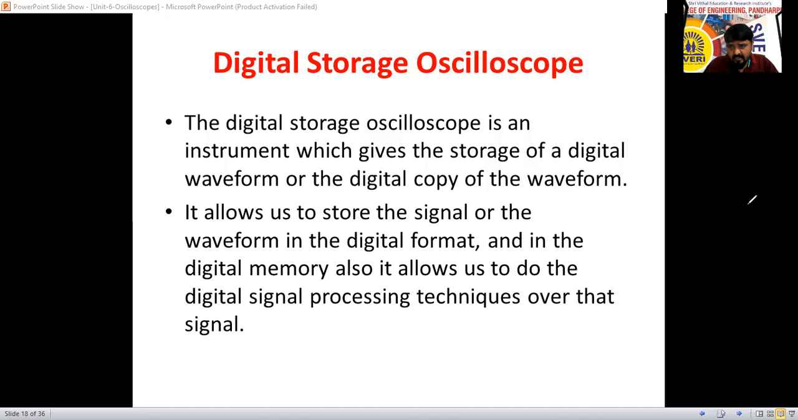like this. Suppose this value, what is the peak to peak value? In digital form, it gives a number for a particular time period. Then we can store that digital value. So the waveform is stored in digital format. And in the digital memory it also allows us to do digital signal processing techniques over the signal. By using digital signal processing, it stores its digital value.